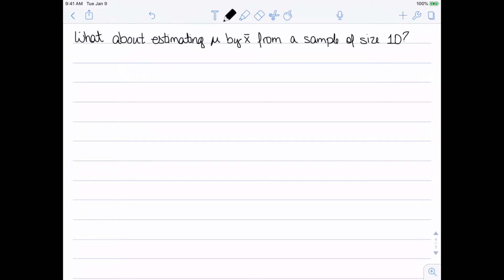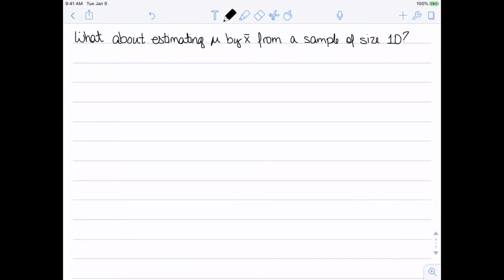So what about small samples? It can be a lot harder because, like I just said, the law of large numbers says we need bigger and bigger samples. What if I can't do that? So my question: what about estimating my population mean by my sample mean, estimating my parameter by my statistic, from a sample of size 10?